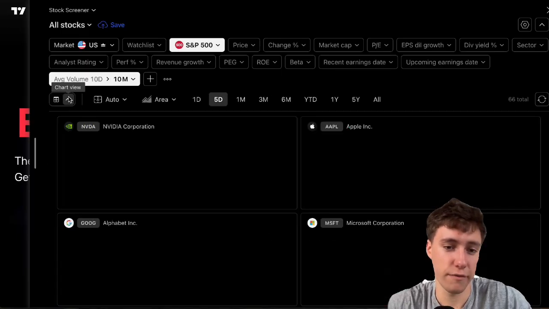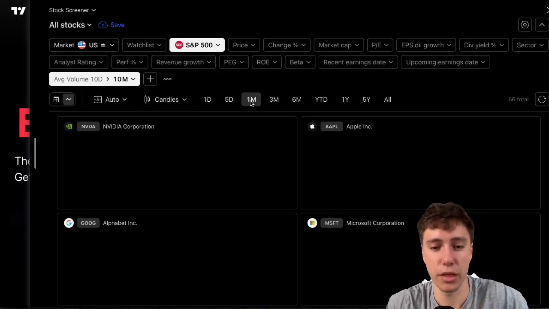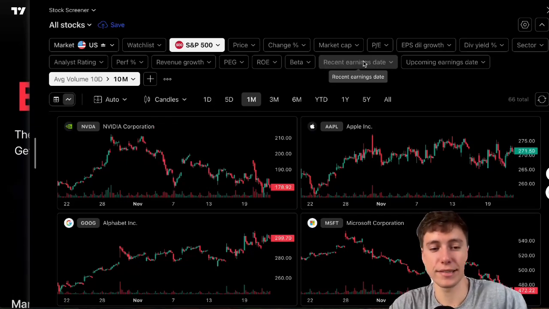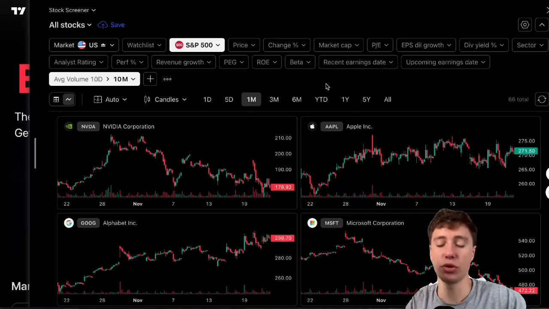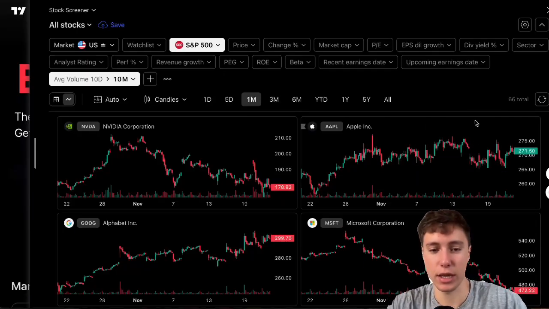So we're going to go to the chart view now. We're going to change to candles, and we're going to change it to the 1 month. So it should look like this. NVIDIA obviously at the top. So what I'm looking for is a stock to have a bunch of bullish momentum, holding on to a trend, forming a consolidation like this.